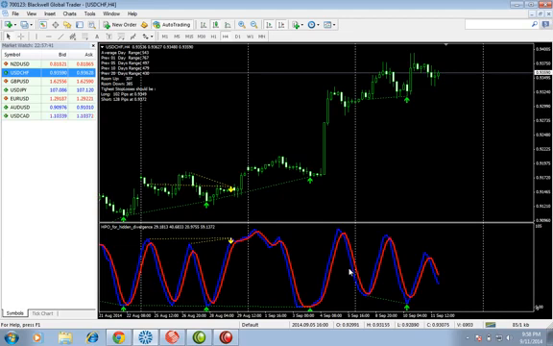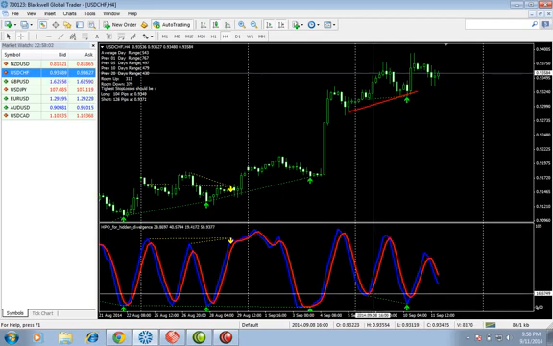Now, I'm not going to talk about regular divergence so that I don't confuse you, so I'm just going to go straight to the point and tell you what hidden divergence means. In hidden divergence, price is making a higher low. This is a low, this is a higher low.